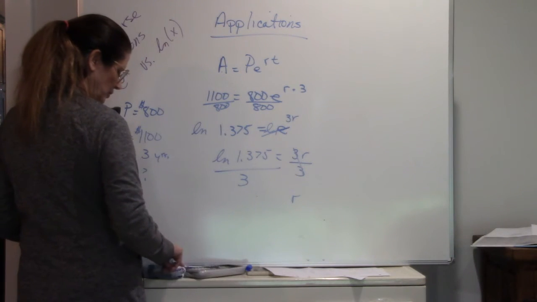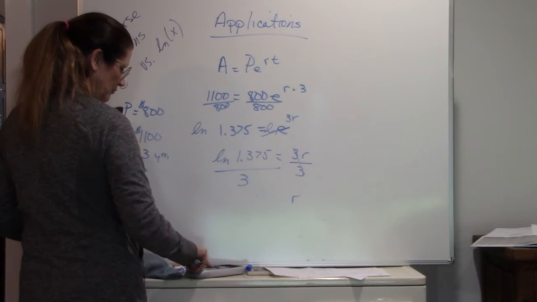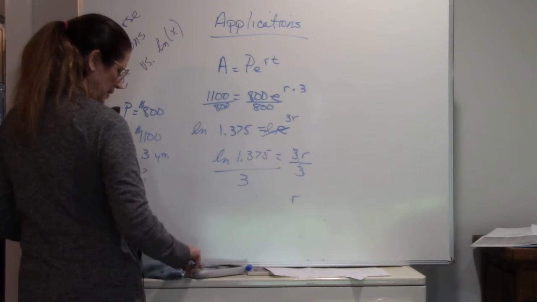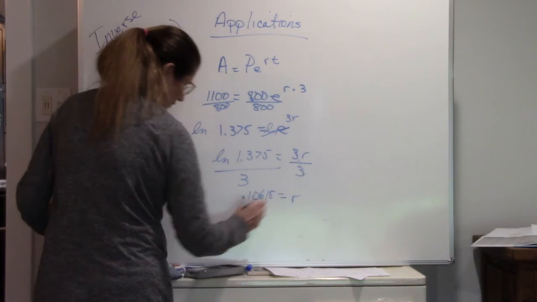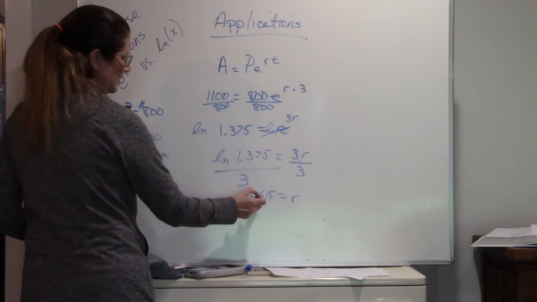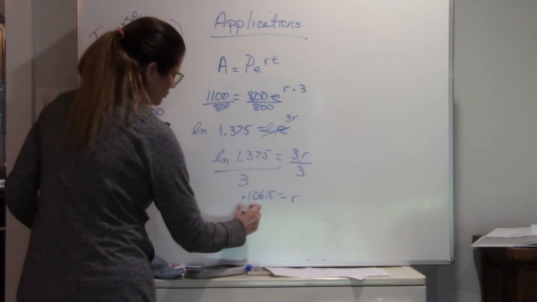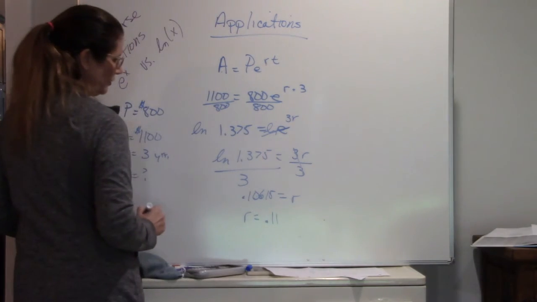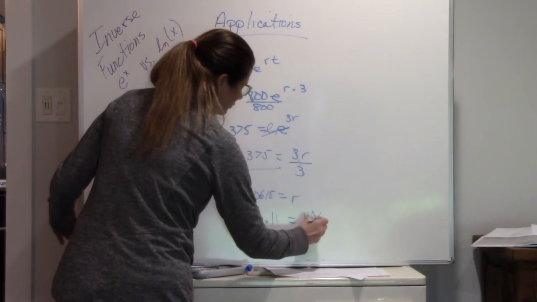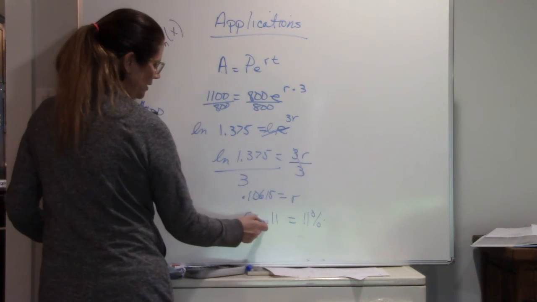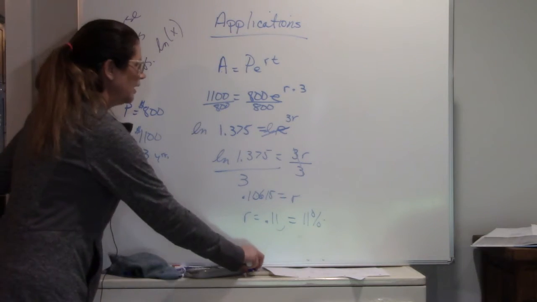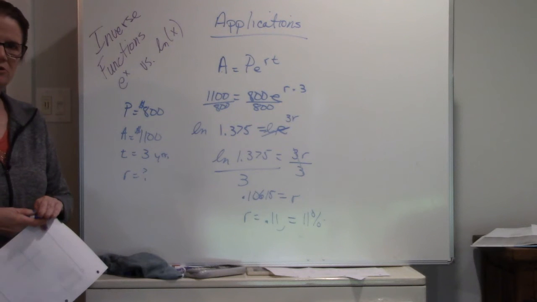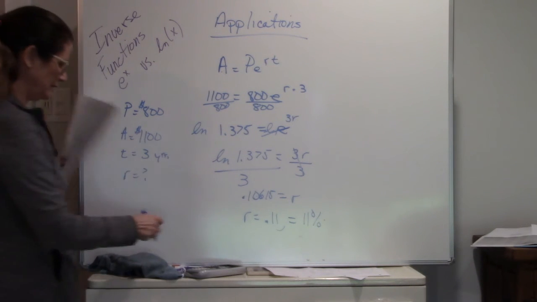So you're going to come back, do ln of 1.375, close your parentheses, divided by 3, and your R is 0.10615. We are rounding to 2 places. The 6 makes the 0 go up 1, so your rate is about 0.11, which equals 11%. Whenever you're going from a decimal to a percent, just move your decimal point twice to the right. It's as if you're multiplying by 100. So he was being charged 11% on this loan. Okay? All right, last one.